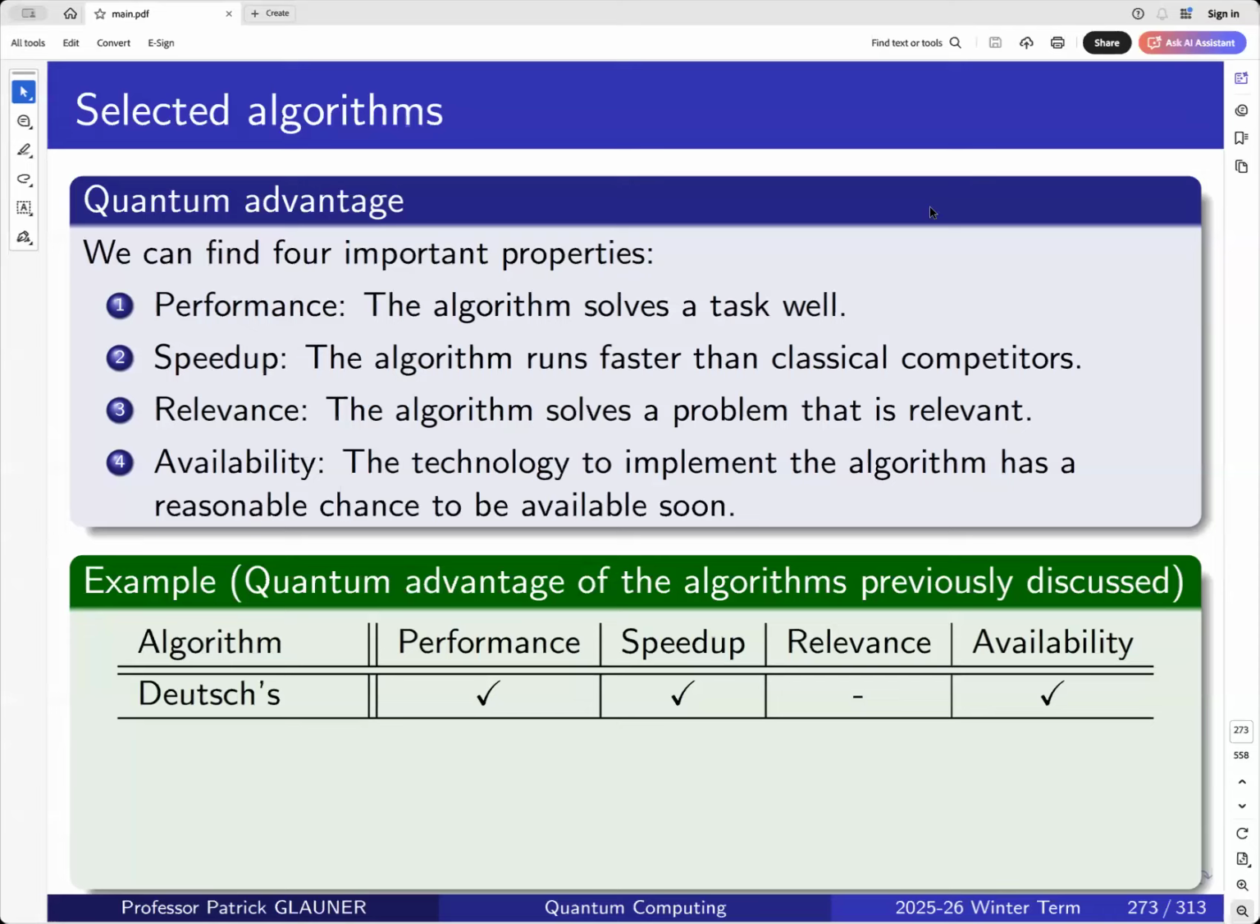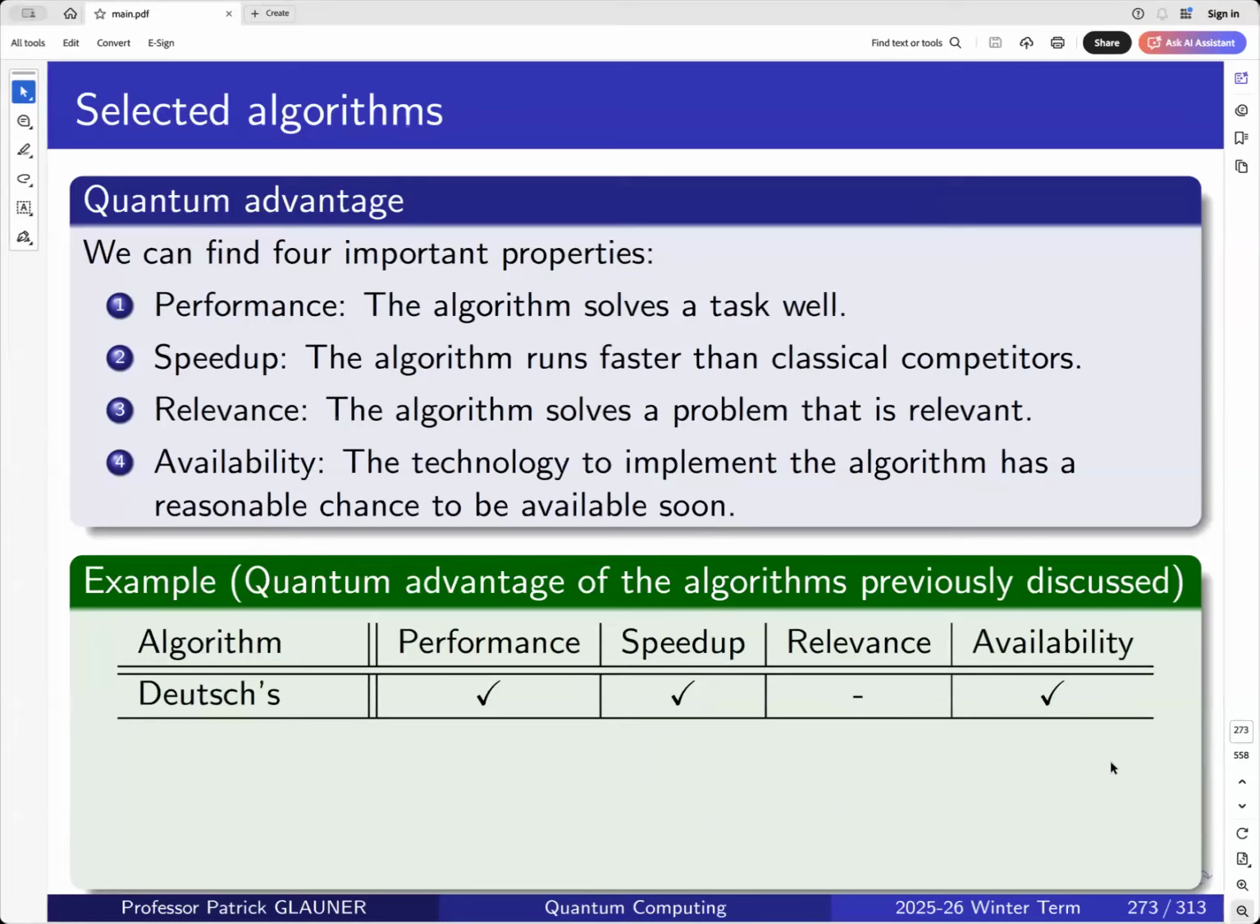The algorithm solves that problem. It runs faster than on a classical competitor, maybe not with a massive speed up, but at least some limited speed up, but it's not relevant. And maybe for something like this, that's something we can implement on a quantum computer today or in the foreseeable future.